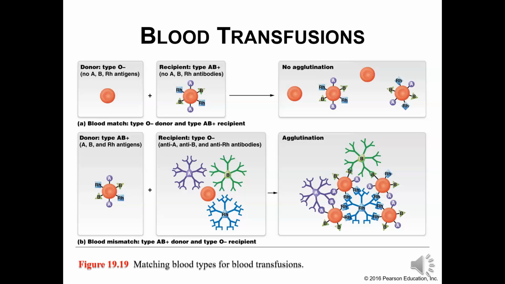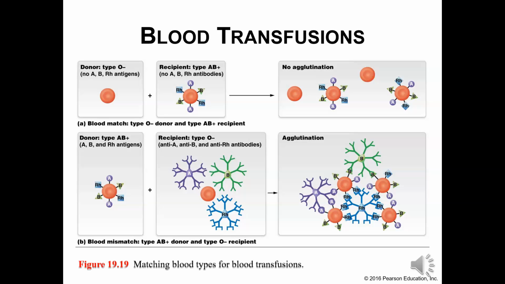By the way, the O negative is basically what we refer to as the universal donor. And type AB positive is what we refer to as the universal recipient, because they can receive any person's blood type. Whereas type O negative blood cannot receive any blood type, but they can donate to anybody.